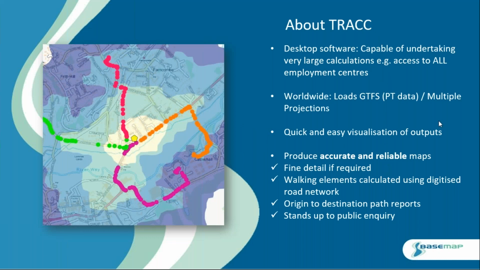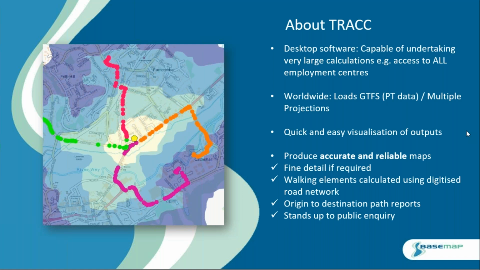A little bit about TRACC. Basemap was founded in 2000 and TRACC was developed over a number of years and released in 2013. So it's essentially a desktop software, and it's capable of undertaking very large origin to destination calculations. In fact, it can do many millions of calculations, for example, access to all employment centres.